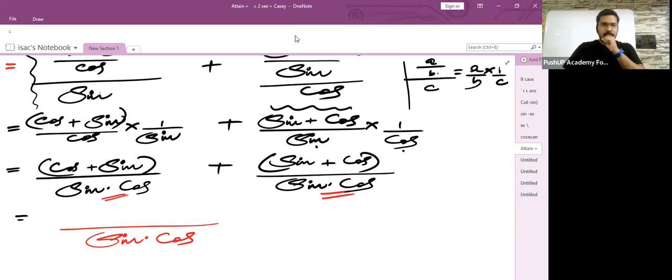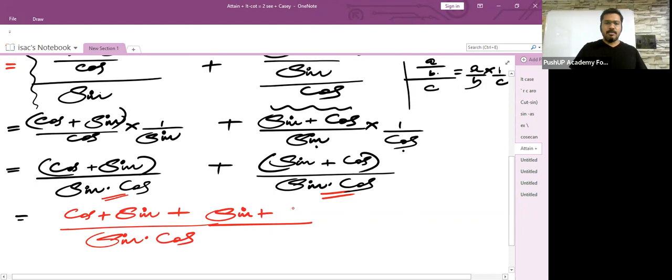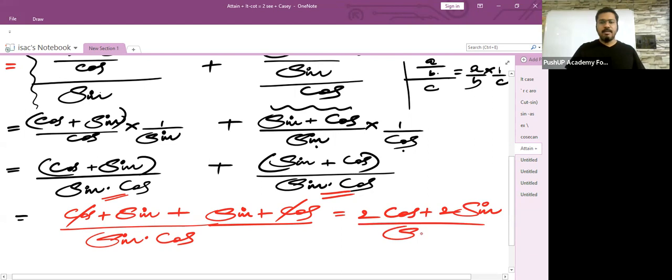Online students, is it clear? Okay, fine. So the numerator will be what? Cos plus sine plus sine plus cos. LCM method. This is equal to, what is cos plus cos? 2 cos. Sine plus sine is 2 sine. So 2 cos plus 2 sine divided by sine into cos.